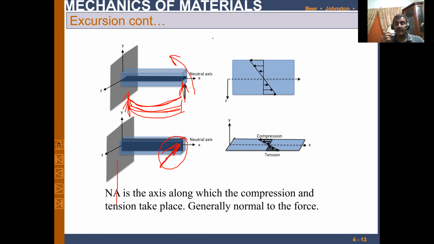So we saw how the force is being applied on that particular component, and about which axis or about which plane the compression and the tension is taking place, right?